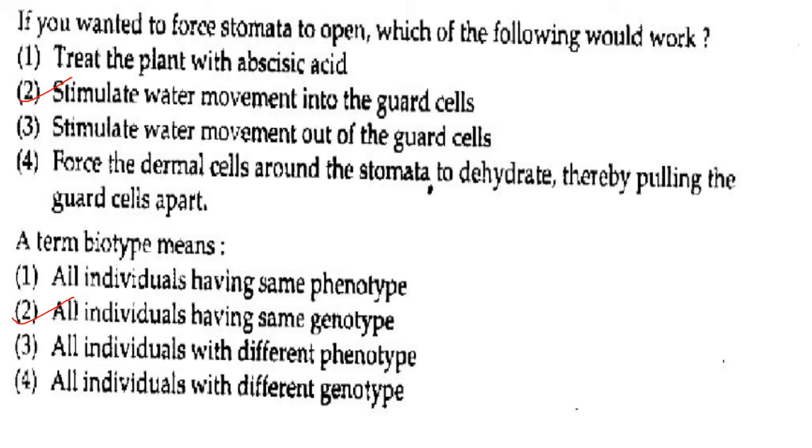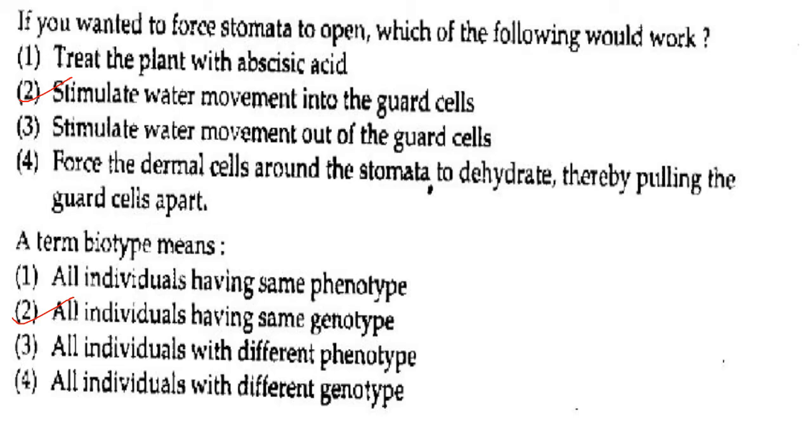Next one. If you wanted to force stomata to open, which of the following would work? Option 1, treat the plant with abscisic acid. Option 2, stimulate water movement into guard cells. Option 3, stimulate water movement out of the guard cells. Option 4, force the dermal cells around the stomata to dehydrate, thereby pulling the guard cells apart. Answer is option 2, stimulate the water movement into guard cells.